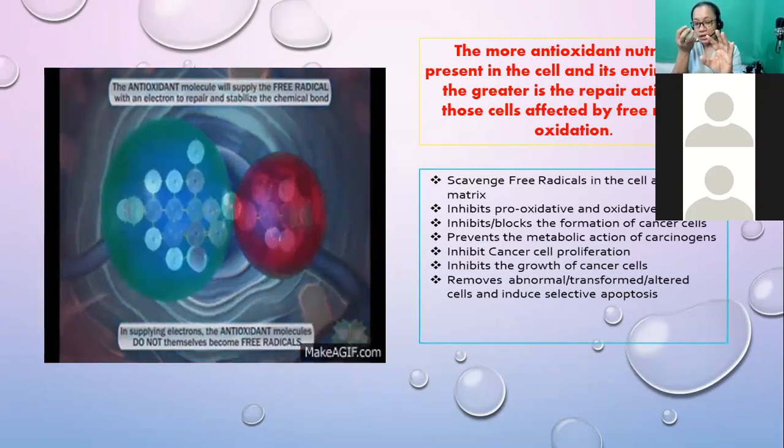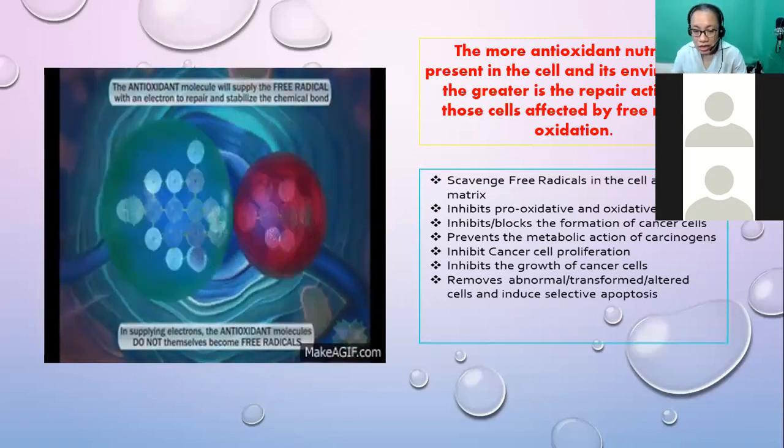So si free radical na nang-agaw ng electron, nagiging normal, kaya lang free radical siya. Tapos itong inagawan niya, siya yung naging kapalit. So parang naggaganunan lang ang nangyayari, kaya nga nagkakaroon ng cascade of effects.